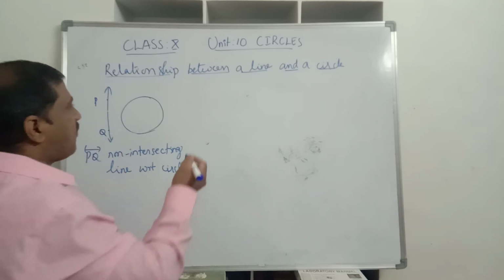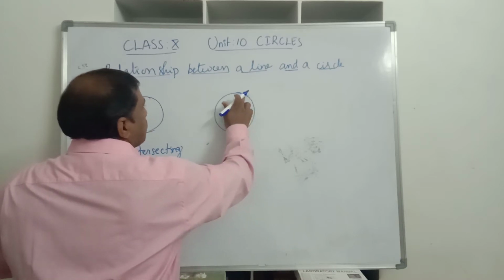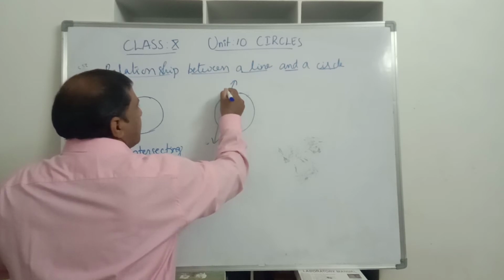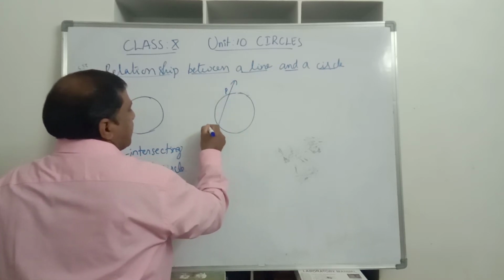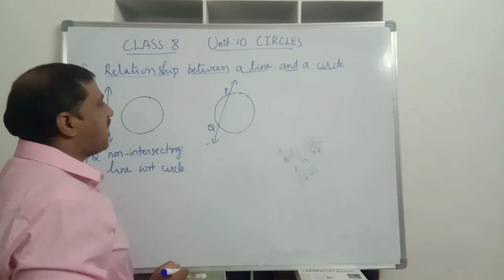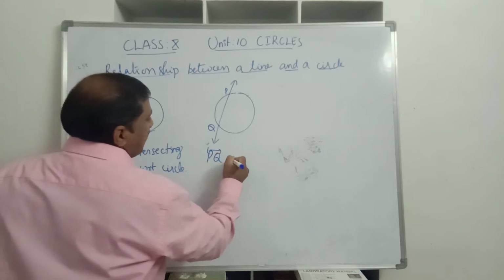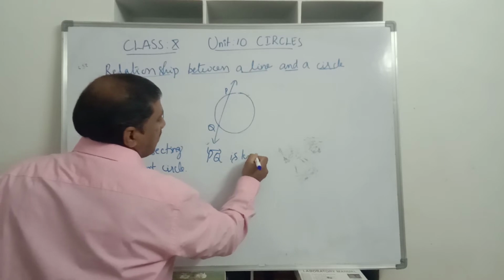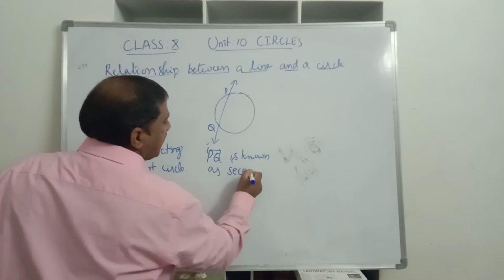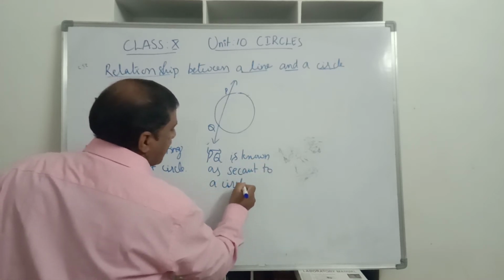Now, case 2: take a circle and draw a line which passes through the circle. Now, this is line PQ. It is intersecting the circle at two different points. Here, two common points are there, P and Q. This line PQ is known as a secant to a circle.